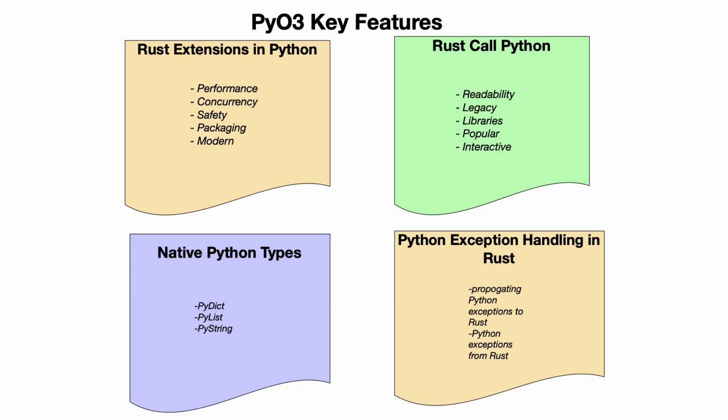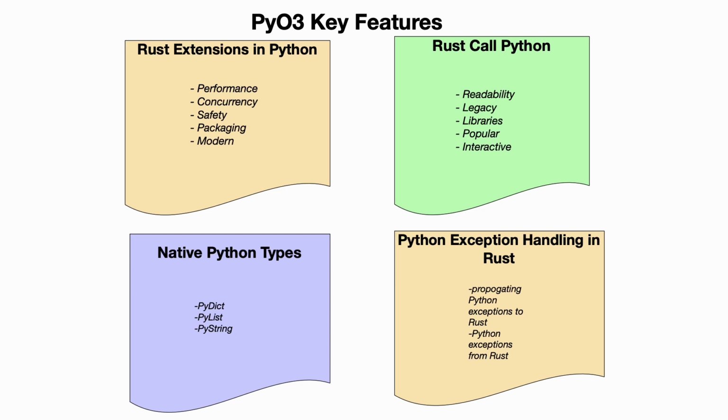Some of the things that you can do include allowing developers to write a Python extension in the Rust programming language. So this means that you can write high-performance, safe code, and you also can use it seamlessly in the Python environment. And the packaging is always excellent when you work with Rust. We also have Rust calling Python.